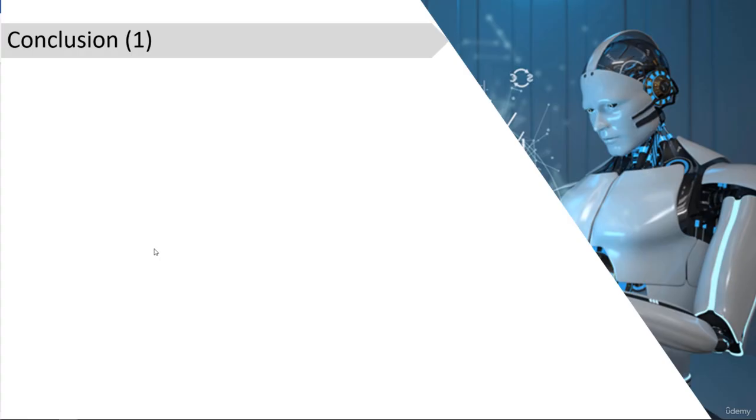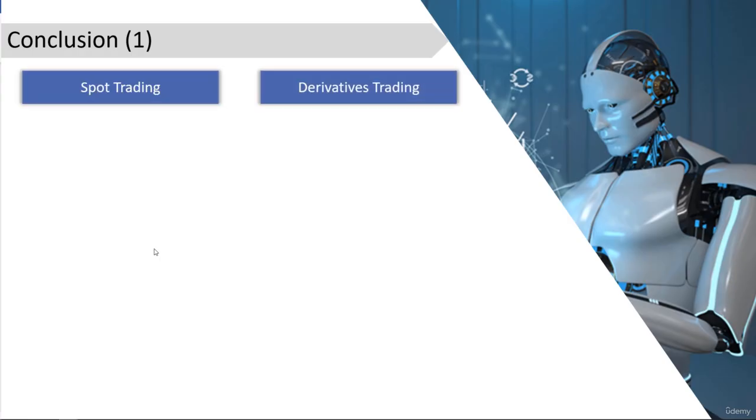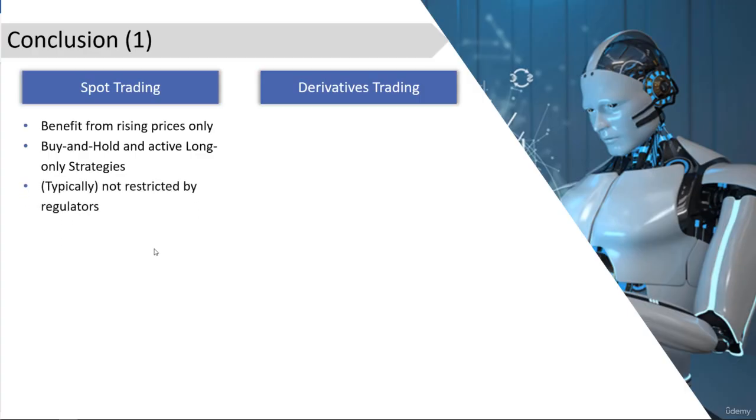And now let's conclude. So we have spot trading and derivatives trading. And typically spot traders can only benefit from rising prices. And typical strategies are buy and hold and active long-only strategies. So of course, spot traders can buy the asset when they expect rising prices, and they can sell the asset when they expect falling prices. And typically, spot trading is not really restricted by regulators.